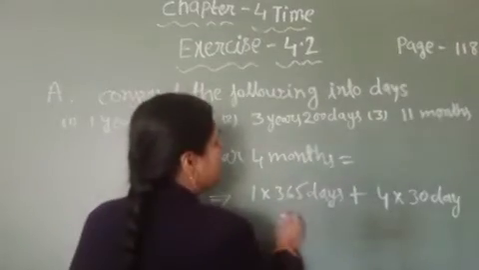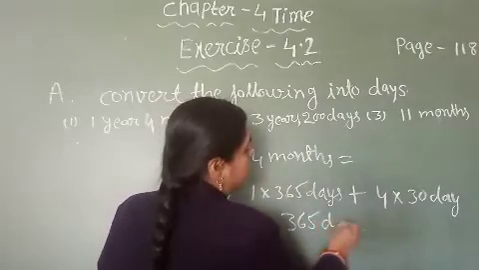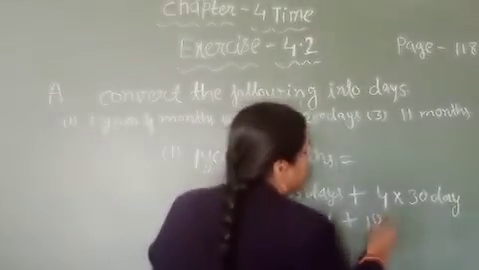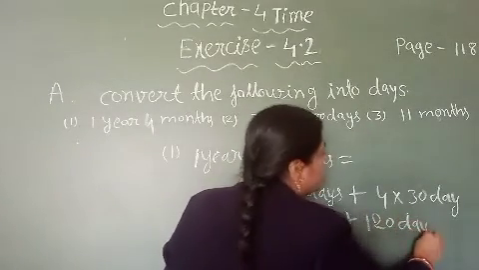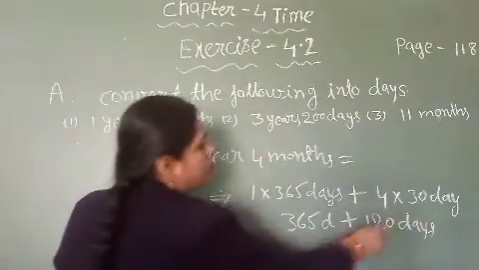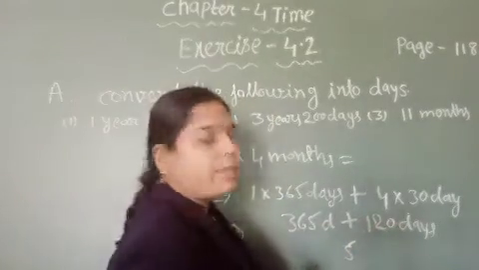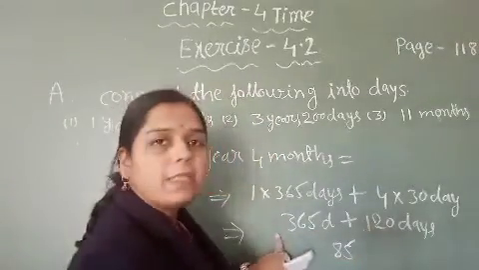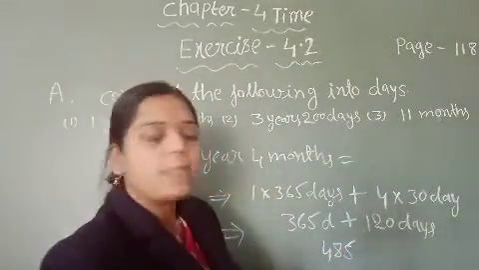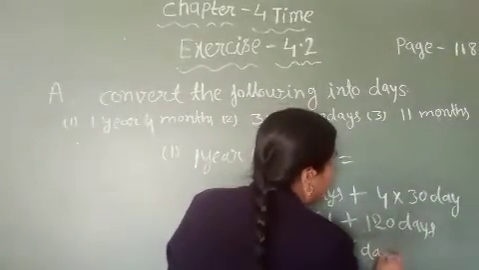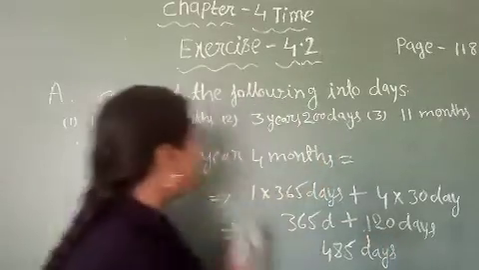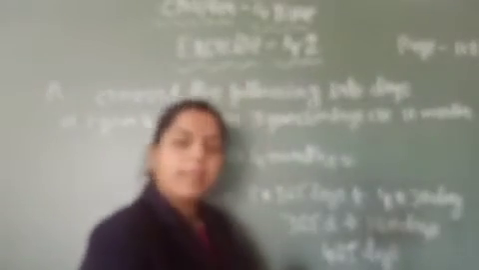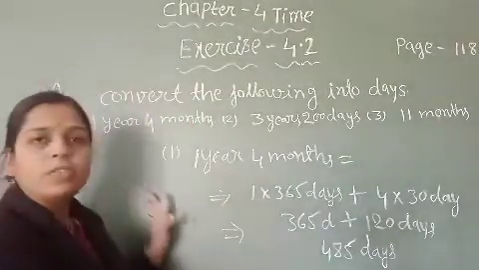365 multiplied by 1 is 365 days, plus 4 multiplied by 30 is 120 days. So, addition: 5 plus 0 is 5, 6 plus 2 is 8, 3 plus 1 is 4. So the answer is 485 days. So 1 year and 4 months equals 485 days. So I solved question number 1.